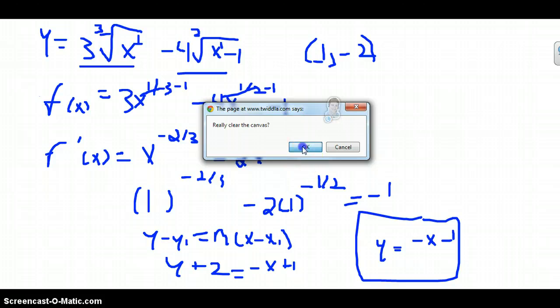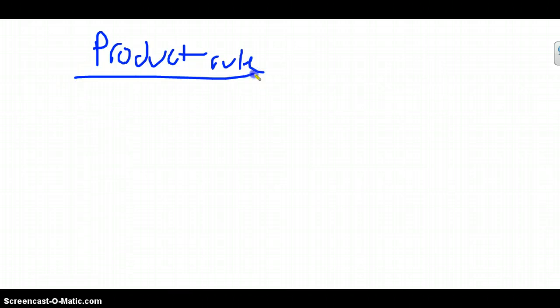But enough with finding the tangent line to a specific point. Now I will go over the product rule. Okay. So we have many different rules for finding derivatives of certain things. We have the chain rule, we have the product rule, we have quotient rules, we have all sorts of things. But I want to go with the product rule first.